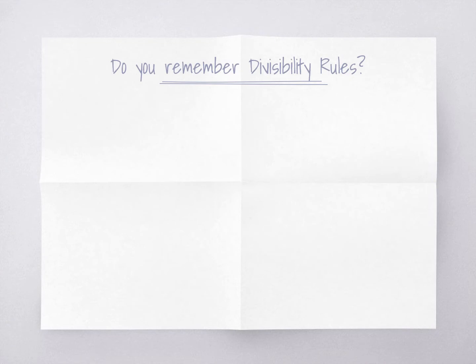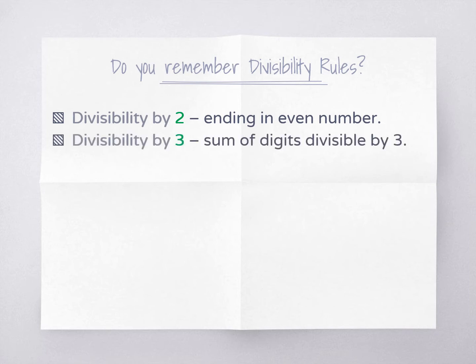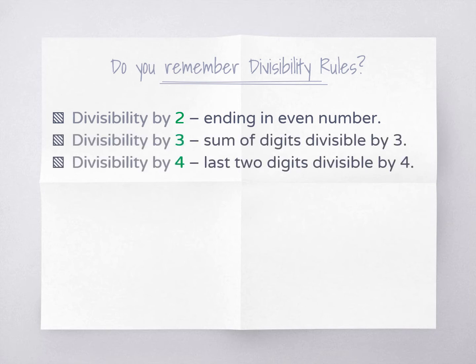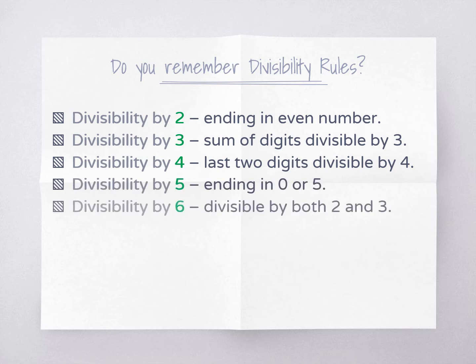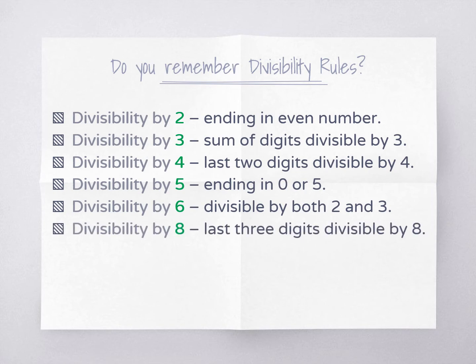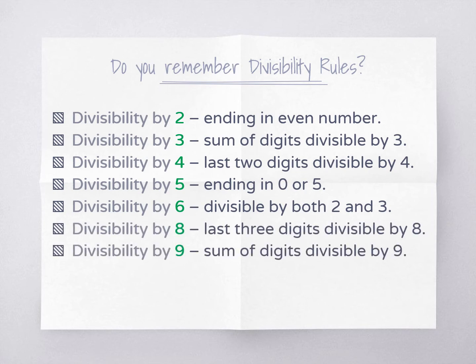Do you remember divisibility rules? Let's recall. Divisibility by 2, ending in even number. Divisibility by 3, sum of digits divisible by 3. Divisibility by 4, last two digits divisible by 4. Divisibility by 5, ending in 0 or 5. Divisibility by 6, divisible by both 2 and 3. Divisibility by 8, last three digits divisible by 8. Divisibility by 9, the sum of digits divisible by 9. And divisibility by 10, ending in 0.